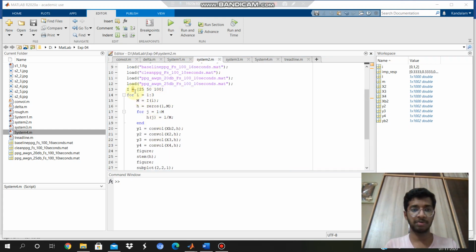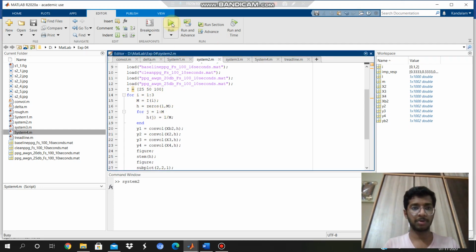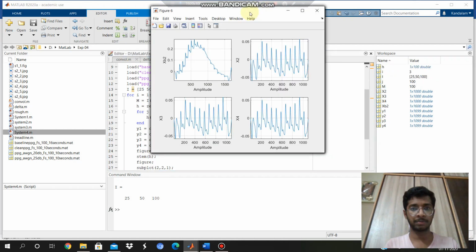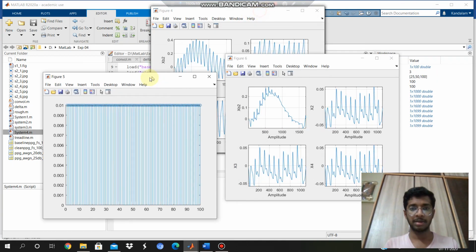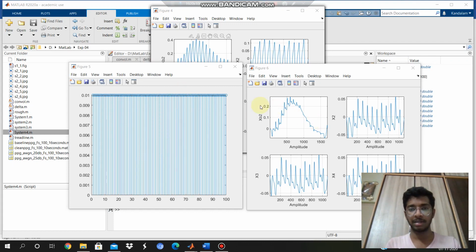Similarly for I equal to 2, m will be 50, and for I equal to 3, we will have m equal to 100. So when we run the program, this is the signal when m is 100, and these are the outputs for each of the following signals. This is for input 1, input 2, input 3 and input 4.